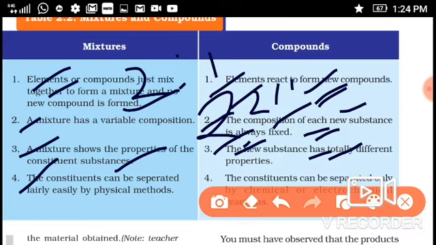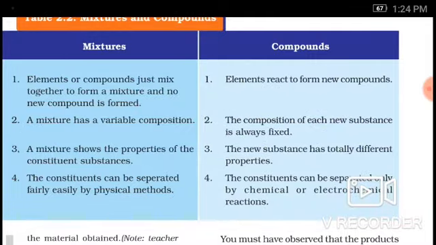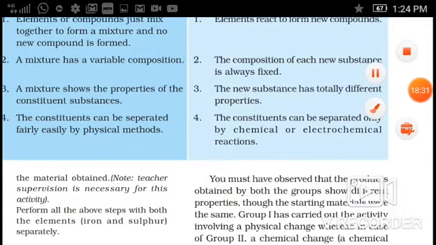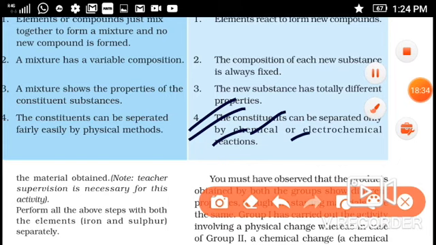The constituents of a mixture can be separated easily by physical method, but a compound cannot be separated by physical method, but we can separate it by chemical or electrochemical reactions.